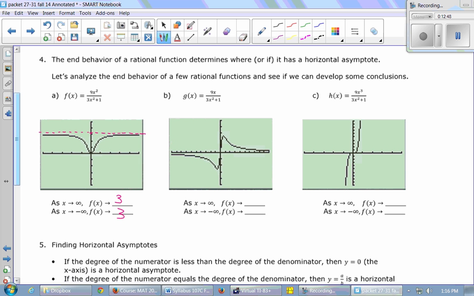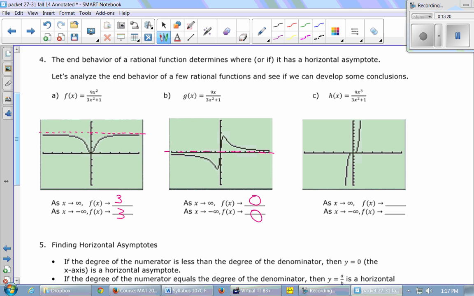How about B? Horizontal asymptote? Yeah. There is a horizontal line that my graph appears to be approaching in the end behavior, and it is just the x-axis. As x approaches infinity, my values of the function are getting closer and closer to 0. And as x approaches negative infinity, my y values are also getting closer and closer to 0.